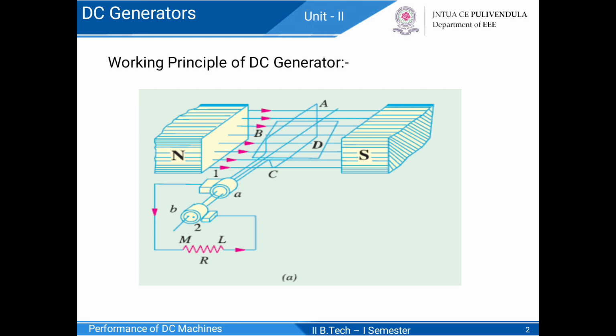So now current is flowing during this half revolution. The flow of current is along from A to B, B to M, then M to L, L to C, and C to D. Again it will return to A. So that is current through the load resistance is from M to L, right?